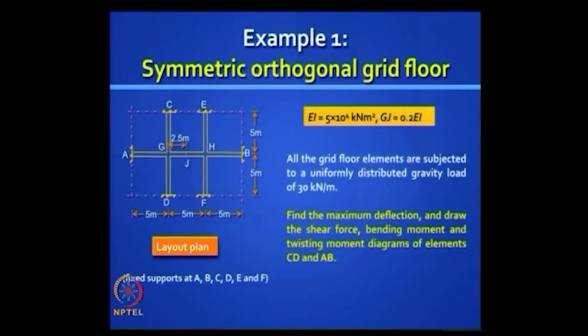It is assumed that all the grid elements have the same prismatic section. EI is given and GJ is shown as 0.2 times EI. You have a gravity loading, uniformly distributed, of 30 kilonewton per meter. So straight away you notice there is some symmetry in this system. You can see that the two shorter beams CD and EF will behave identically. You can actually cut the system at the middle J and take advantage of symmetry.